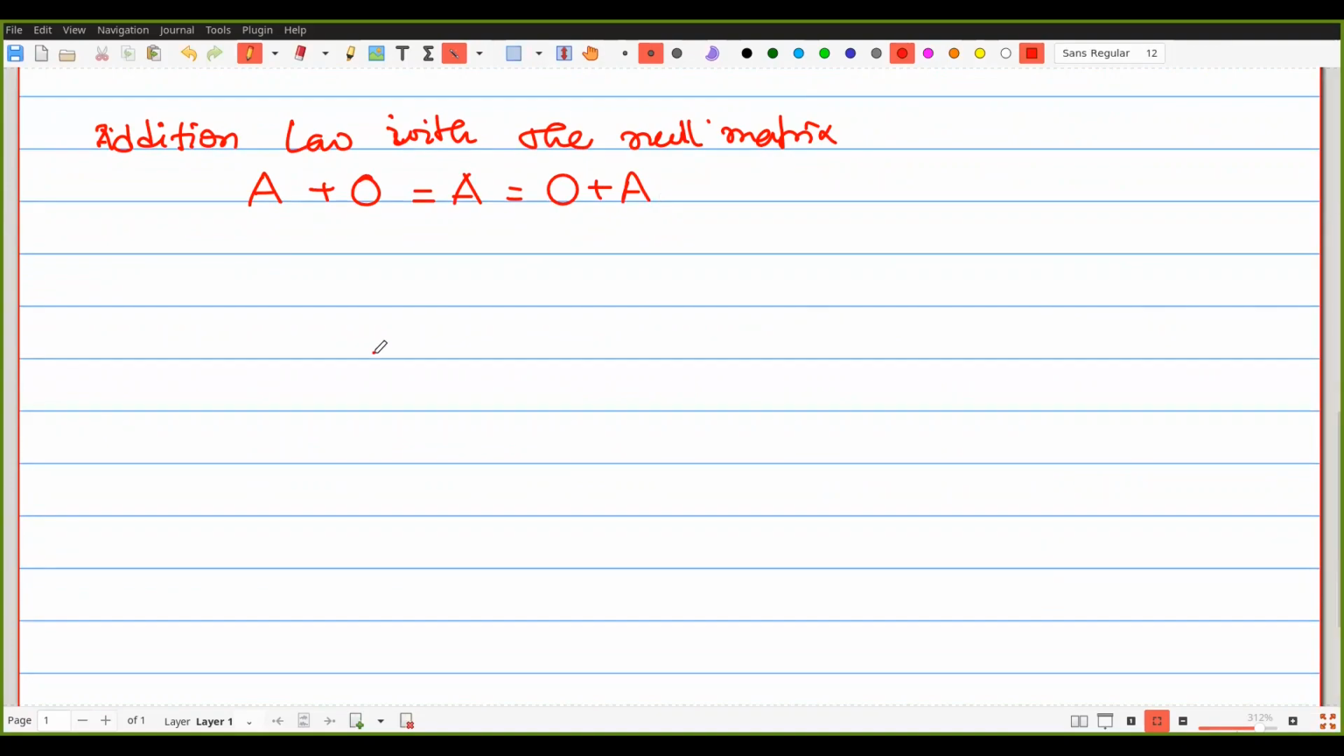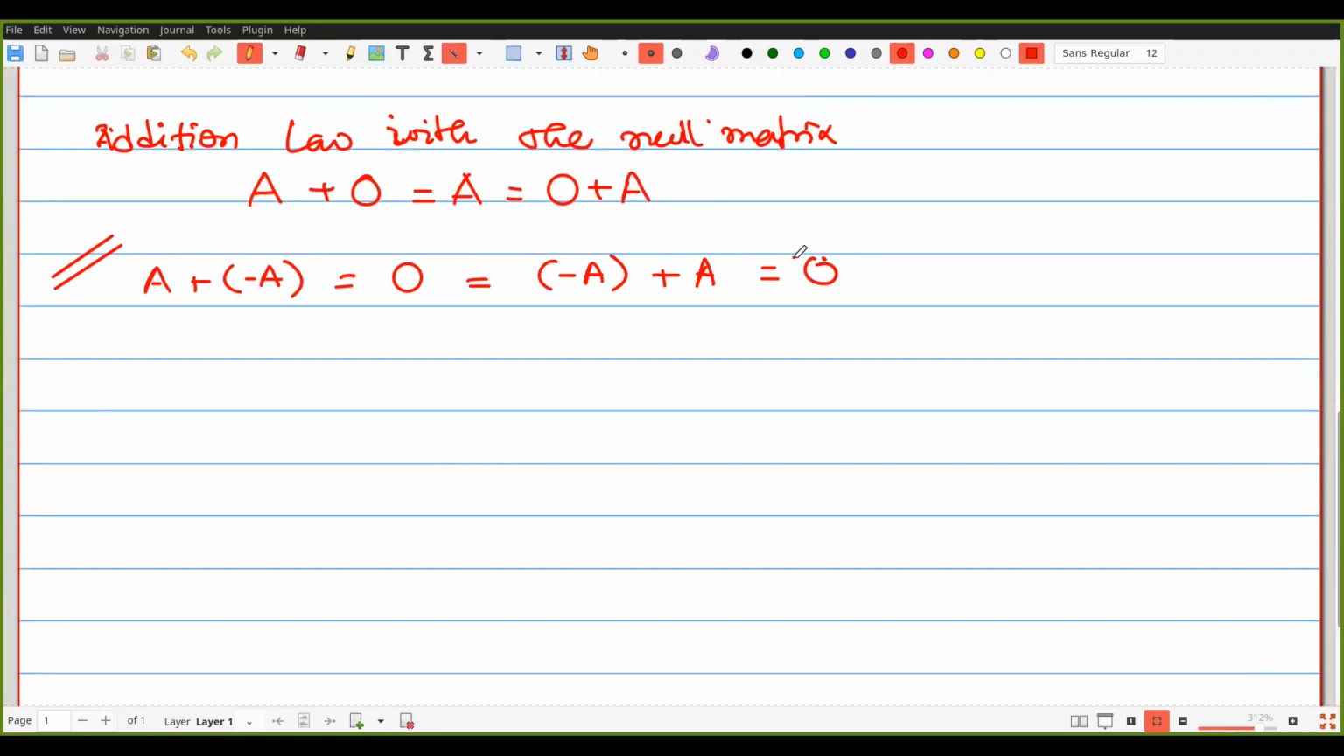Okay. Next one. So that is the law with the null matrix. Another one is the existence of the additive identity. That means if we have A plus minus A, we get the null matrix. Another property, that one is also true: minus A plus A is equal to the null matrix, same.